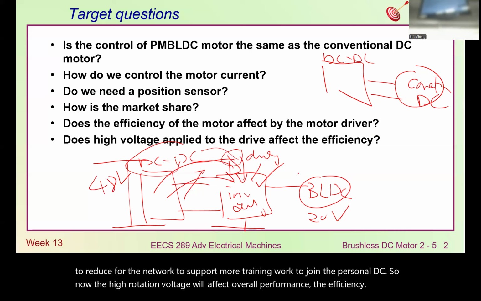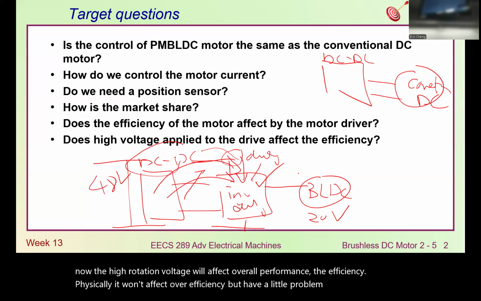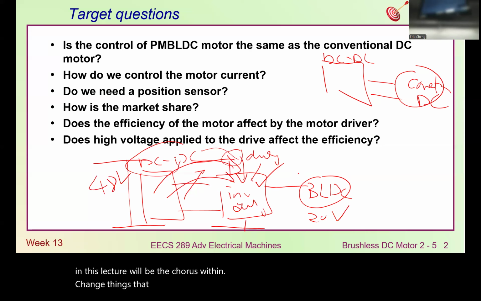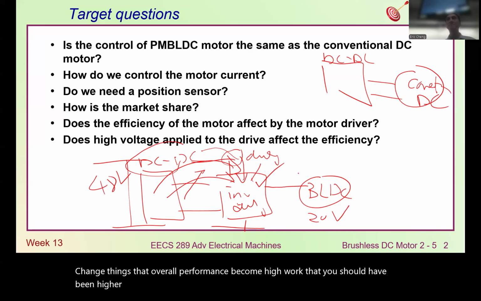Theoretically, it won't affect overall efficiency. However, one point we haven't done in this lecture is whether the core loss really changes the overall performance, because high voltage usually means higher core losses. But of course, we don't cover it in such a way.